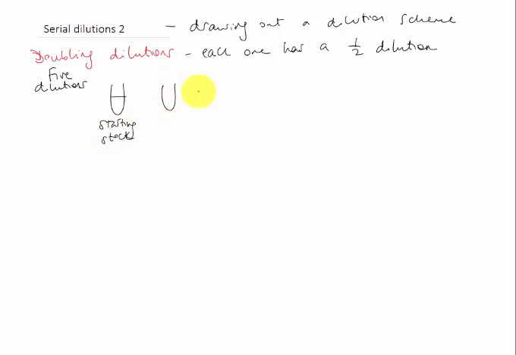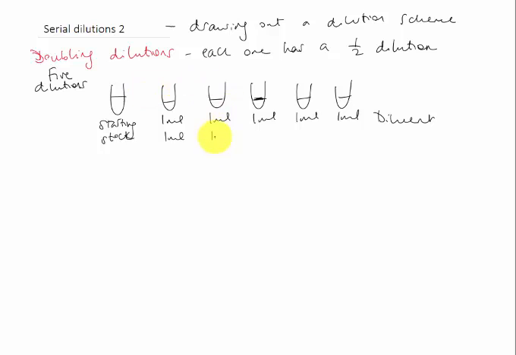And then we're going to do 5 more. 1, 2, 3, 4, 5. And let's draw out the diluent here, so the stuff we're diluting in, and we're going to put 1 ml of that in each of our test tubes. This is all just made up numbers. This is the kind of thing that one might like to do. And then we're going to go along the line, and each time we're going to add 1 ml from the previous tube.